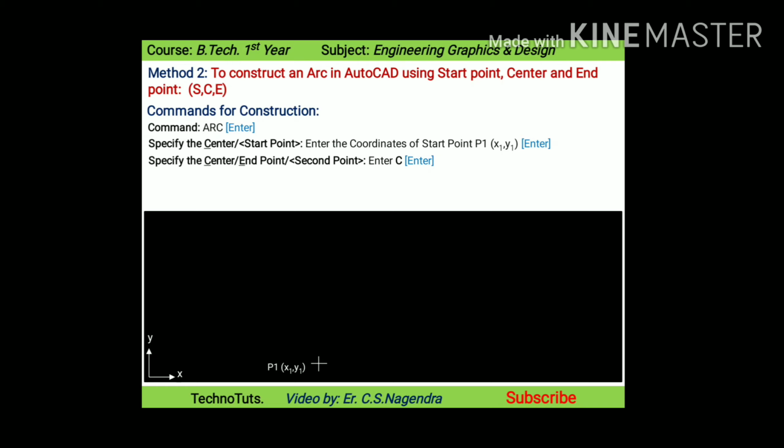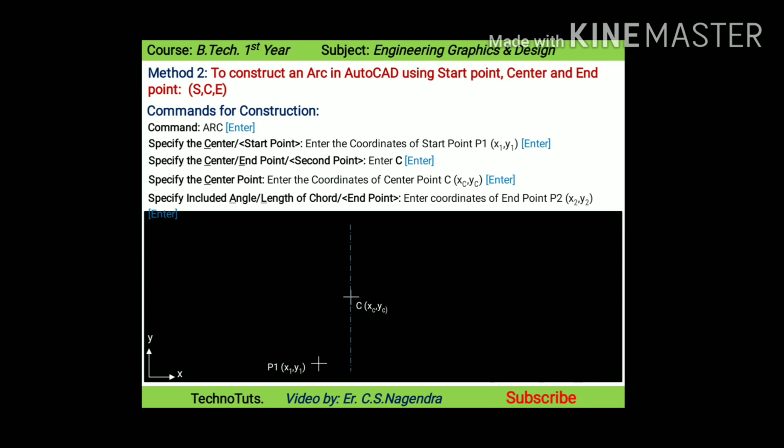Now the computer will ask you to specify the center, end point or second point. Enter C and press enter key. Now the computer will ask you to specify the center point. Just type the coordinates of the center point, say C having xc yc as the coordinates and press enter key. You will see center C will be visible on the viewport. Now the computer will ask you to specify the included angle, length of chord or end point. Type the coordinates of the end point and press enter key. You will see an arc will get constructed on the screen between points P1 and P2 having center C. Okay students, got it? Let us move to method number 3.